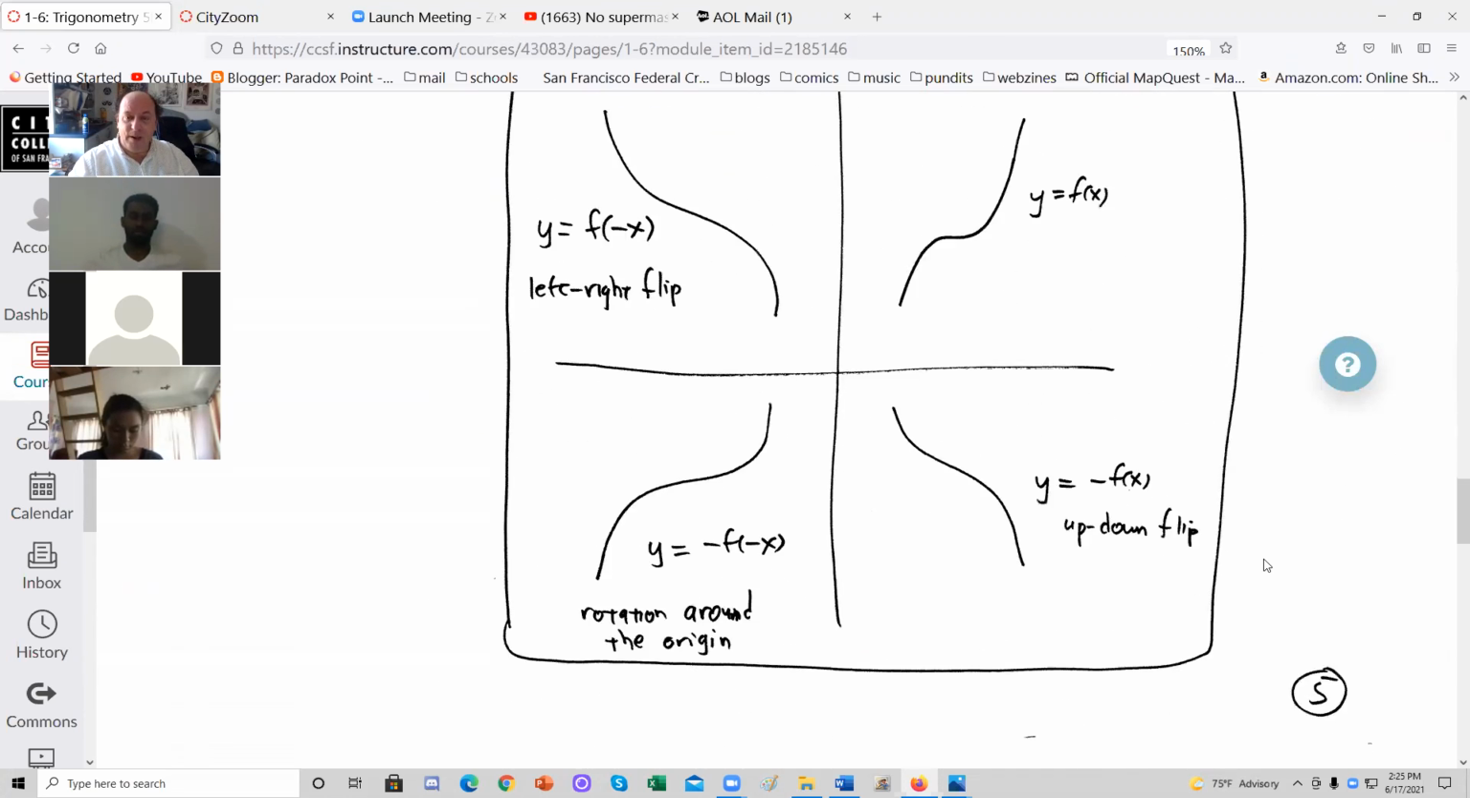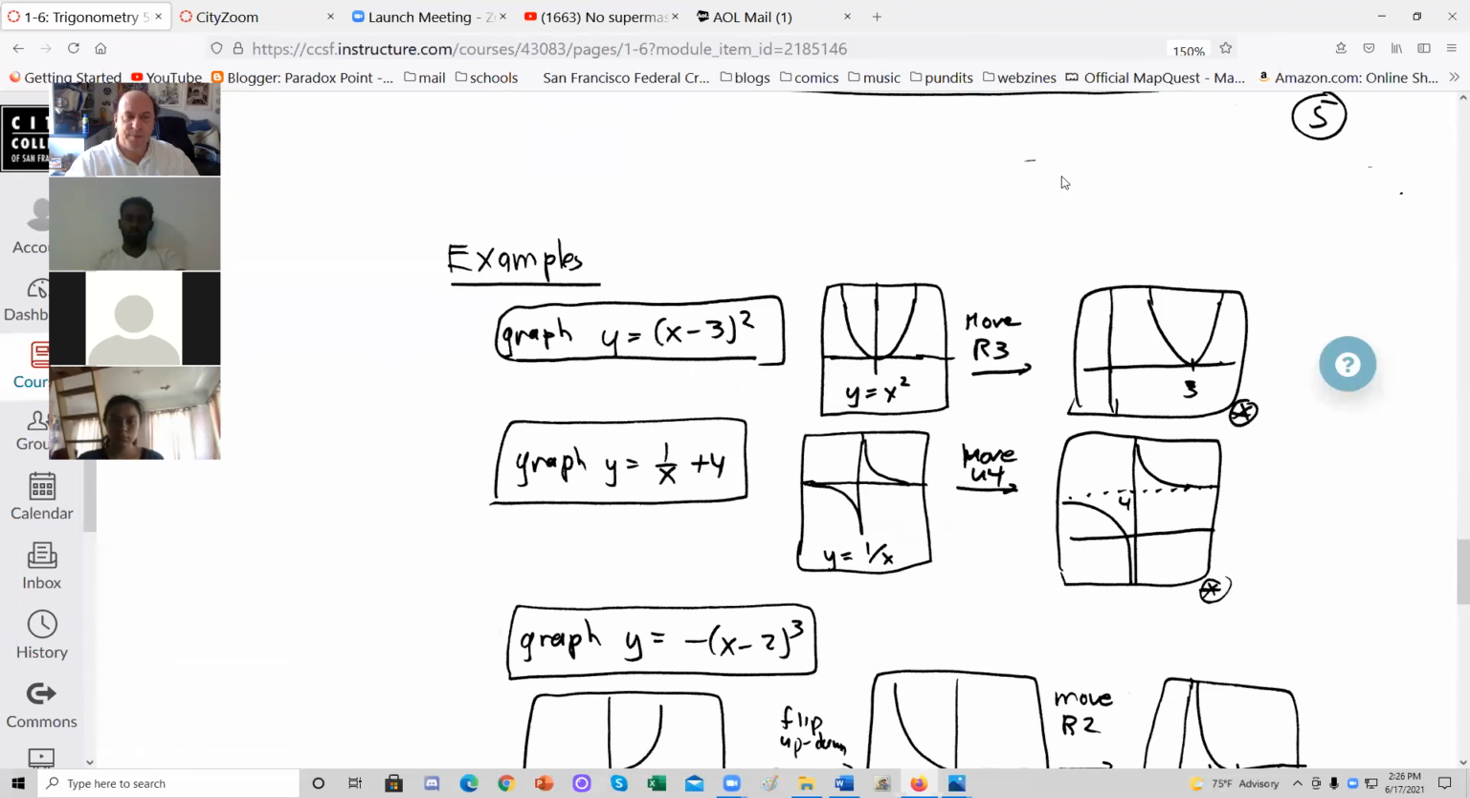All right, now if this were the graph of y equals f of x, and y equals minus f of x is this, its graph flipped up for down. Here'd be the graph of f of minus x, compared to this, flipped left for right. And if you do both, minus f of minus x, it flips left for right, then up for down. And that is a 180-degree turn. For example, if I take this, flip up for down, then left for right, that is the same as a 180-degree turn around the origin.